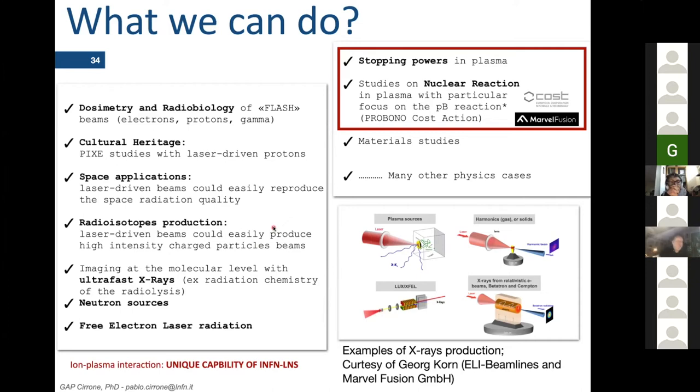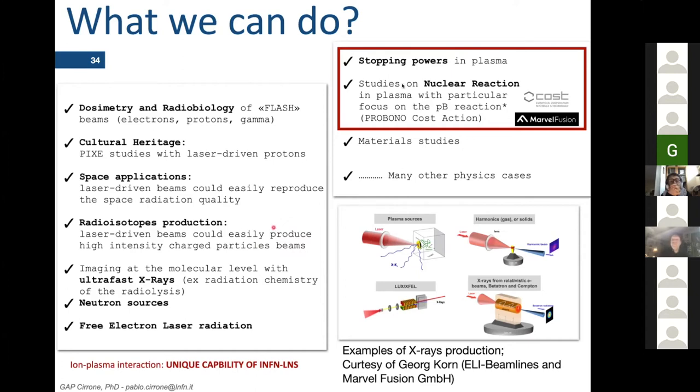There is the possibility to make imaging also at the molecular level, because in the interaction you generate not only protons, of course. You also produce electrons, photons, X-rays, very fast and very short, or you can generate neutrons.